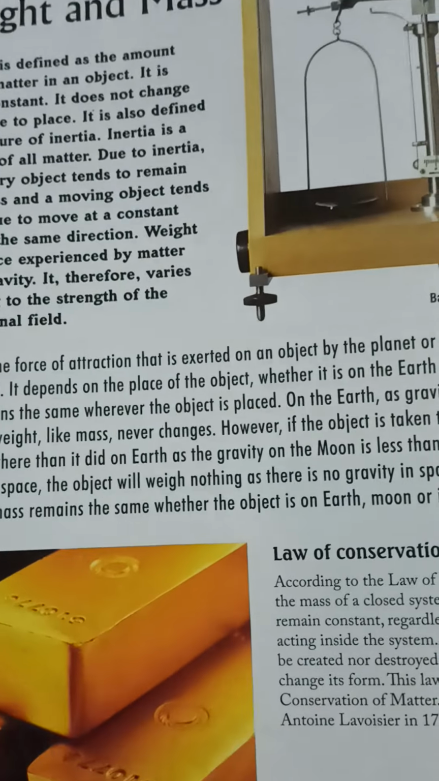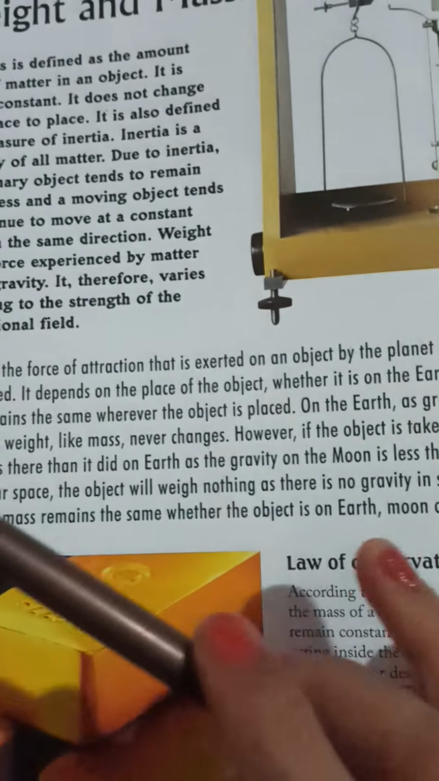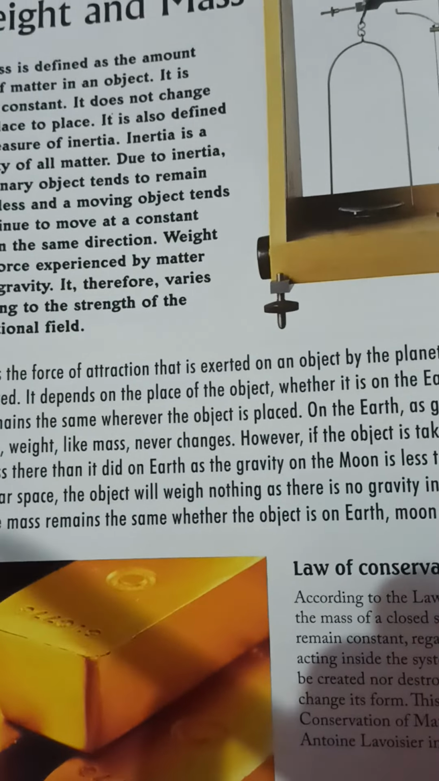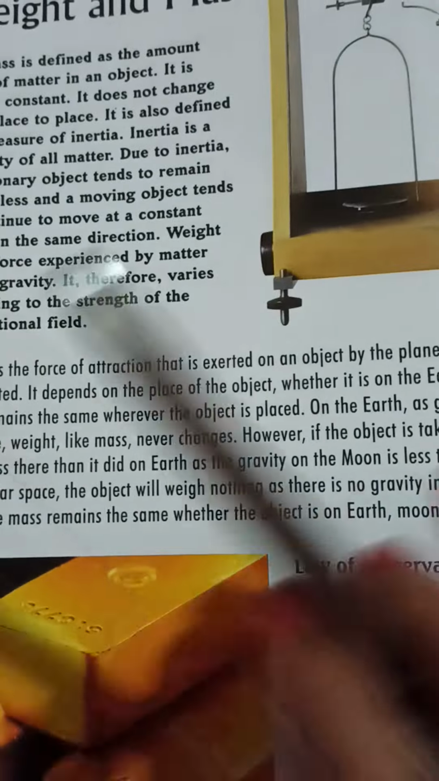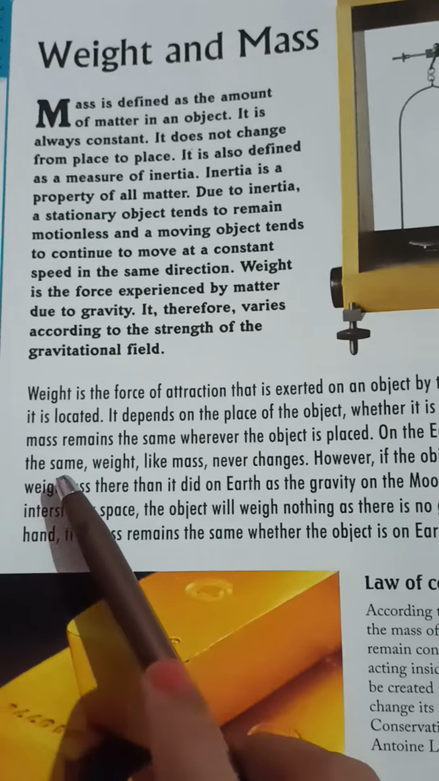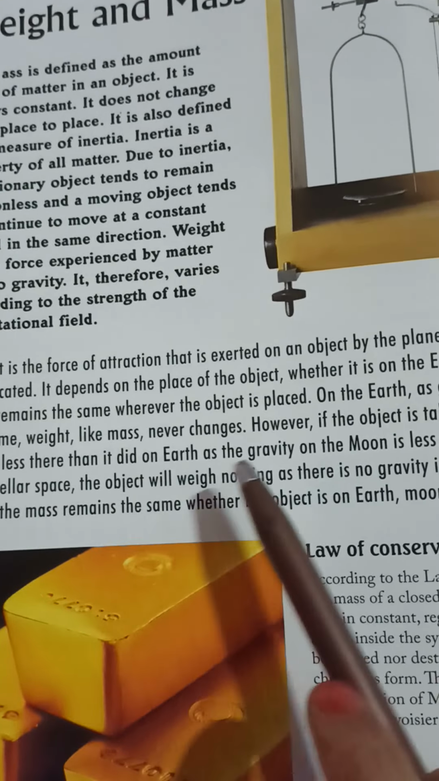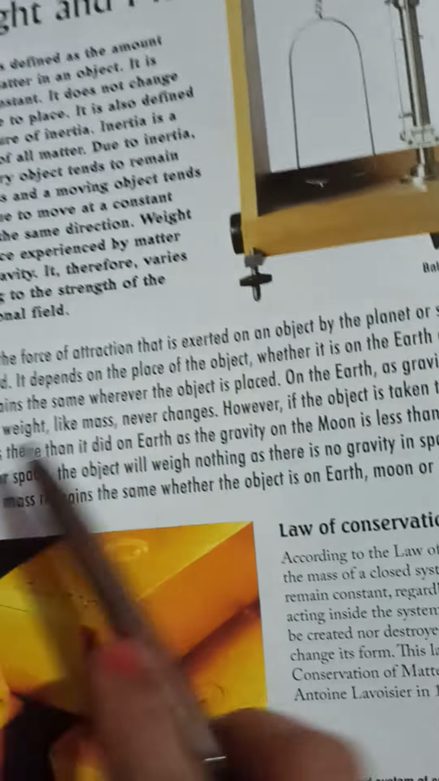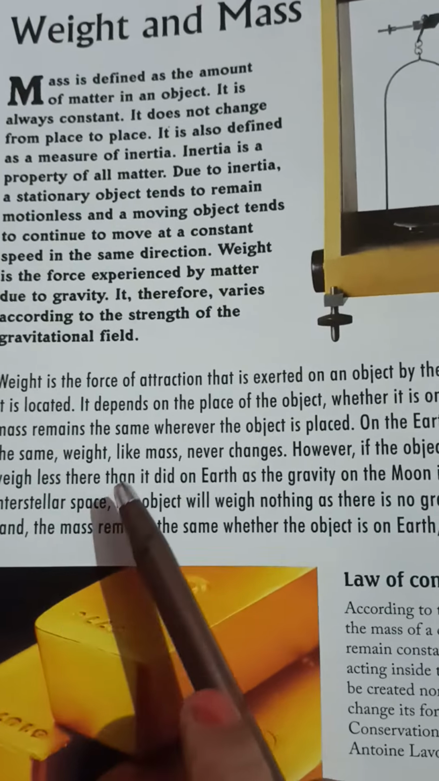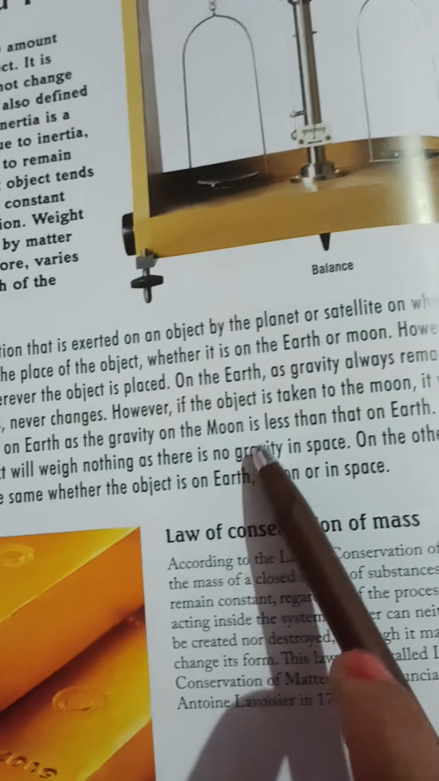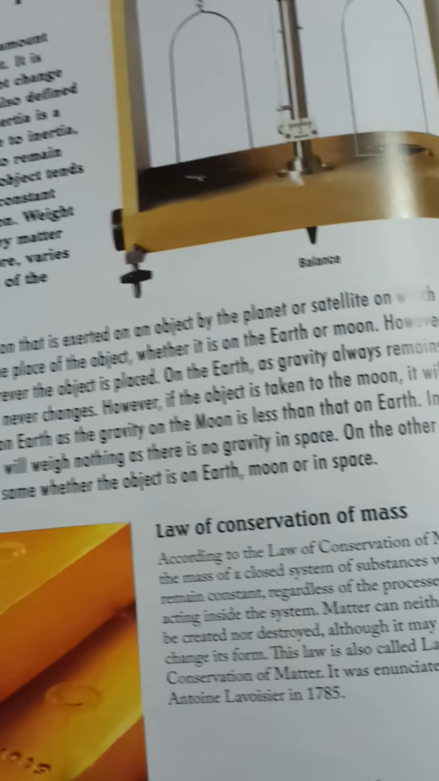जैसा कि हम लोग जानते हैं, पहले पढ़ चुके हैं कि मास हर जगह पे एक समान रहेगा, भले ही आप बात कर लें इस पृथ्वी की या चंद्रमा की, यह हर जगह पे सेम रहेगा। On the earth, as gravity always remains the same, weight like mass never changes. However, if the object is taken to the moon, it will weigh less there than it did on earth, as the gravity on the moon is less than that on earth.